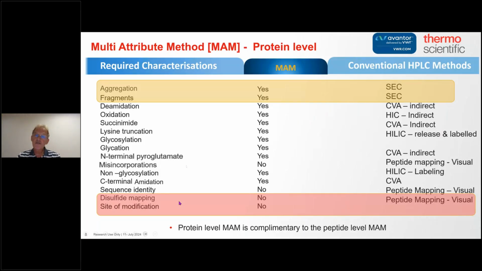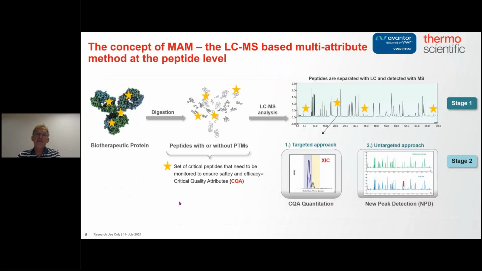But the two methods of doing multi-attribute method technology can be done at the protein and the peptide level, and they're complementary. We're going to go into first looking at the peptide level, and what we mean in the concept of MAM. What you've got here is a therapeutic protein. First off, we're going to do a digest, and I'll go through the digest technique that we're using here later on.